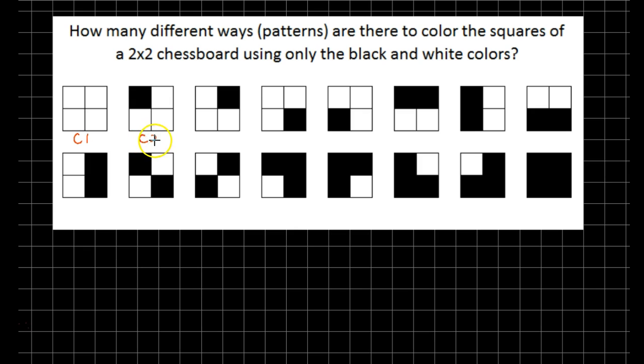And then the next one, C2, C3, C4, C5, C6, coloring 7, coloring 8, coloring 9, coloring 10, coloring 11, coloring 12, coloring 13, coloring 14, coloring 15, and coloring 16. Even though it doesn't look so, this is four little squares all colored in black. And you would sit back and say, hey, the answer is 16.